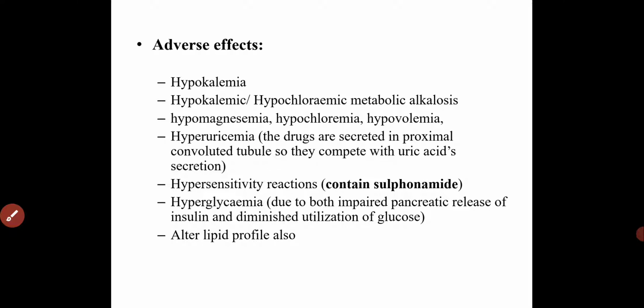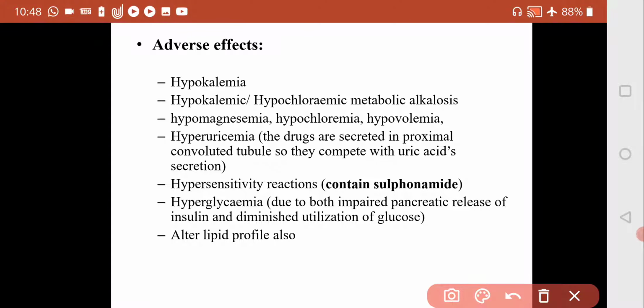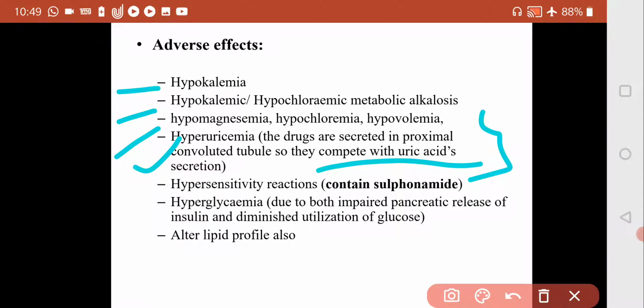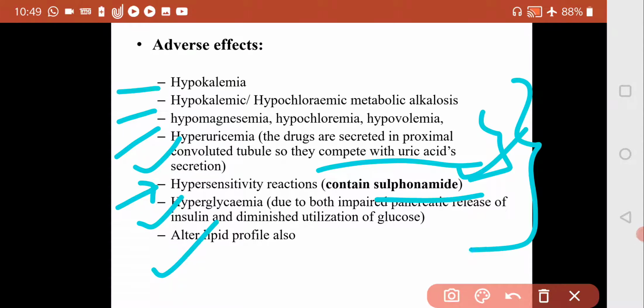Let's see the adverse effects. Most of the ADRs are the same as with the loop diuretics. Like there is hypokalemia, hypochloremia, metabolic alkalosis, hypomagnesemia. Again there is hyperuricemia due to competition of this drug for secretion with uric acid. Hypersensitivity reaction, but it is due to the sulfonamide. There it was sulfur, here it is sulfonamides. Okay, hyperglycemia, altered lipid profile. These are all the same with thiazide diuretics also.